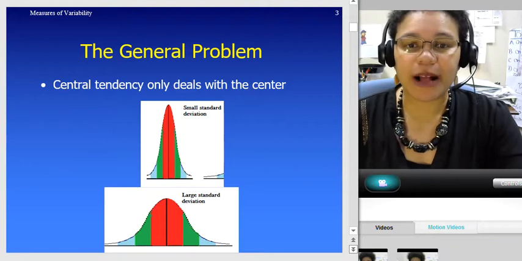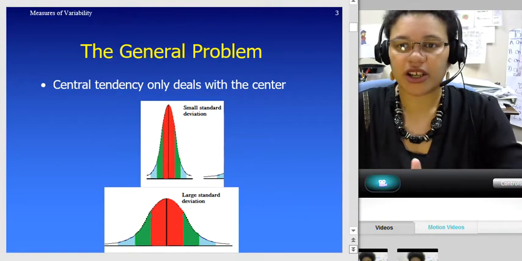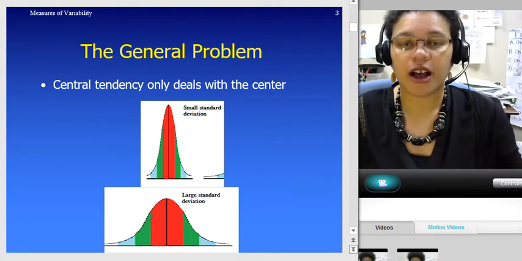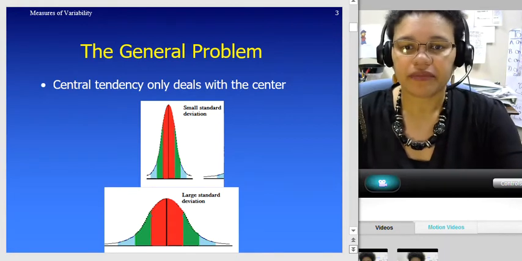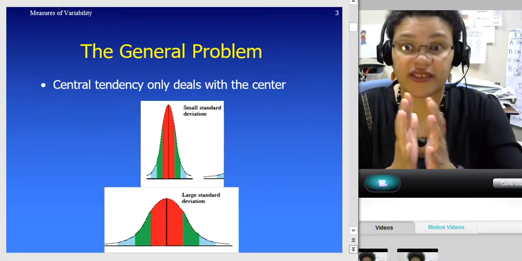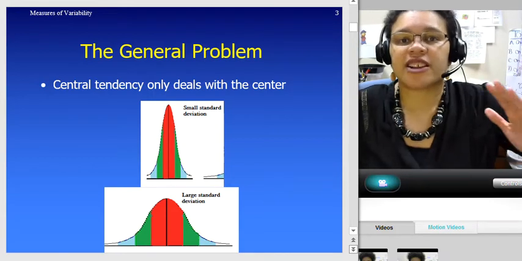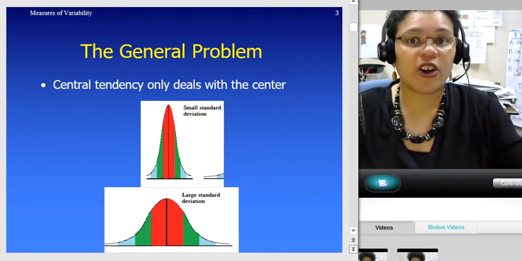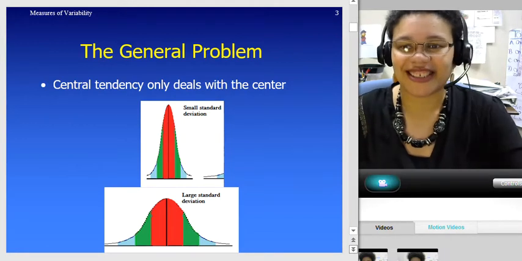So, the general problem is that central tendency only deals with the center of the distribution. We know what the mean is, but we don't know how far away the data tends to stray from the mean. And so data can be very close to the mean and have a small standard deviation. We're going to specifically talk about what standard deviation is. Or there can be a large standard deviation where, yeah, there's a mean, there's a center, but maybe there aren't a whole lot of data points at the center.